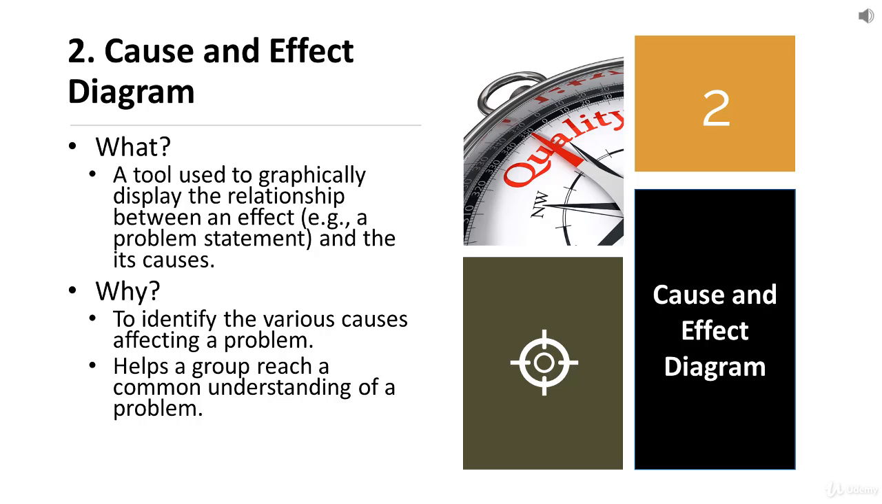And let's look at this slide. What it says is, why do we need that? We need this to identify various causes, as we talked about. And this helps a group reach a common understanding of the problem. We talked about that as well: for finding out the causes, we have a group, we do brainstorming, we look at various causes, and with that we come up with the cause and effect diagram, or let's call that a fishbone diagram or Ishikawa diagram.